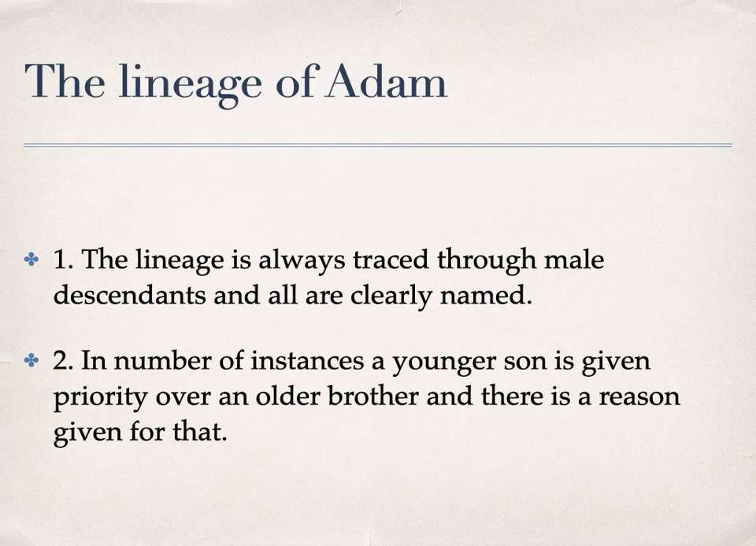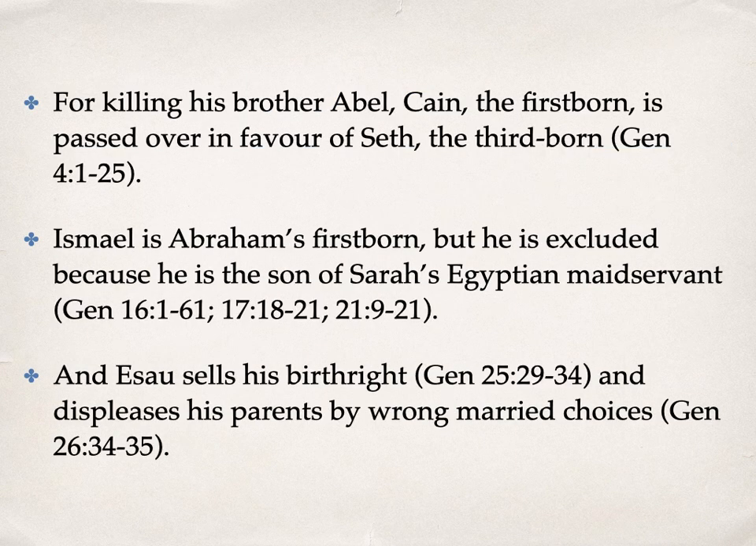The lineage of Adam is always traced through male descendants, and all are clearly named. In a number of instances, a younger son is given priority over an older brother, and there is a reason given for that. For example, for killing his brother Abel, Cain, the firstborn, is passed over in favor of Seth, the thirdborn. Ishmael is Abraham's firstborn, but he is excluded because he is the son of Sarah's Egyptian maidservant. His mother is Hagar.